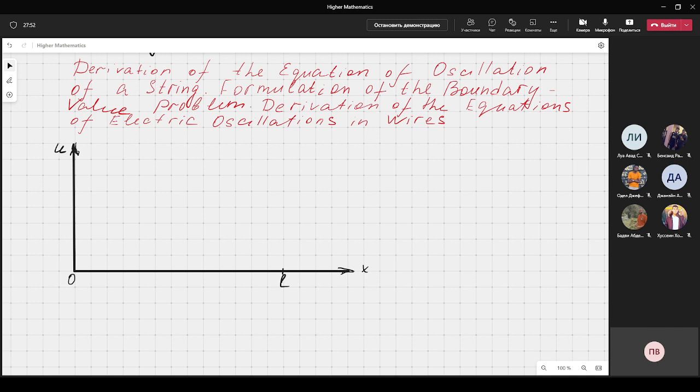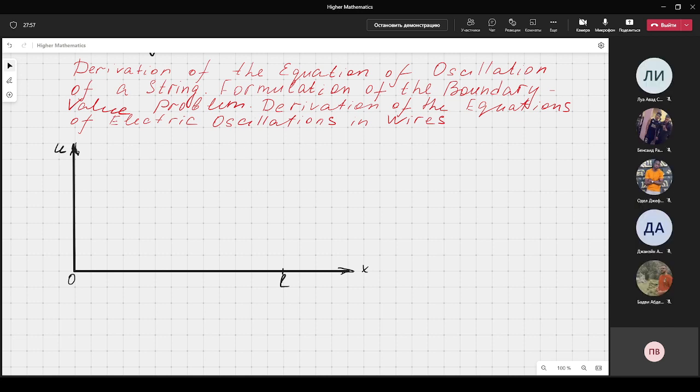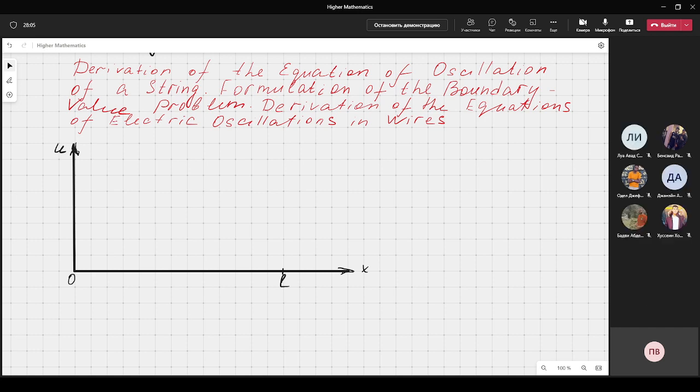The problem is to determine the shape of the string at any instant of time and to determine the law of motion of every point of the string as a function of time. Let us consider small deflections of the points of the string from the initial position. We may suppose that the motion of the points of the string is perpendicular to the x-axis and in a single plane.